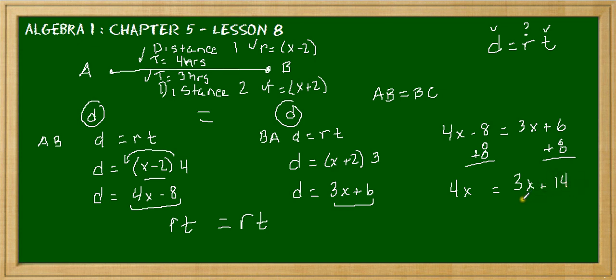Now, we just simply have to subtract 3x from this side, right? And if we subtract 3x from this side, we have to subtract 3x from this side. And we're going to end up conveniently with just an x, which means we don't have to divide, and x is equal to 14. Now, what is 14?